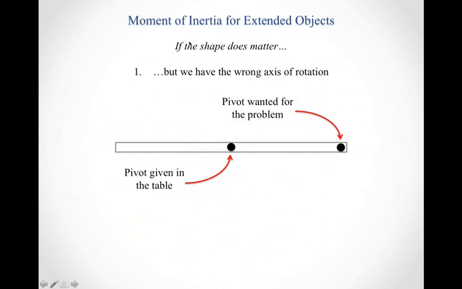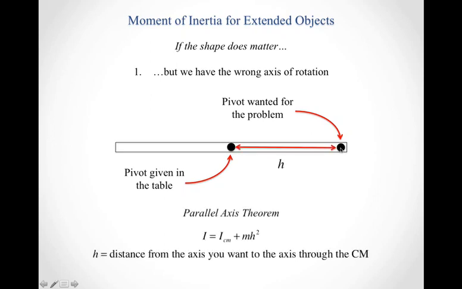Well, what happens if you don't have that axis? So you know that the shape does matter, but you've got the wrong axis of rotation. Let's say that the table describes the moment of inertia for a long thin rod rotating about its center. But what if we want to know the moment of inertia for a rod that's rotating about a pivot point that happens to be at one end of the rod?